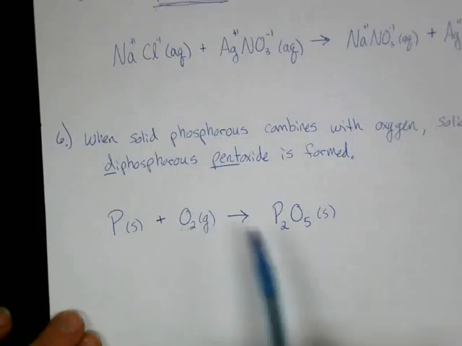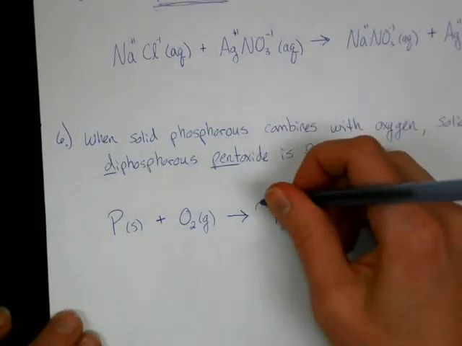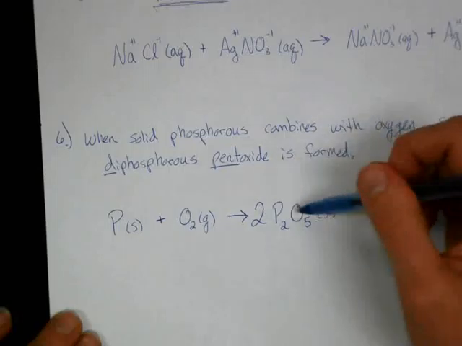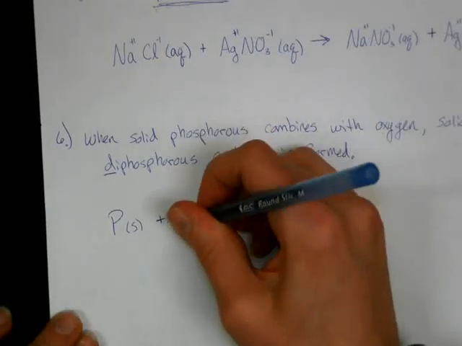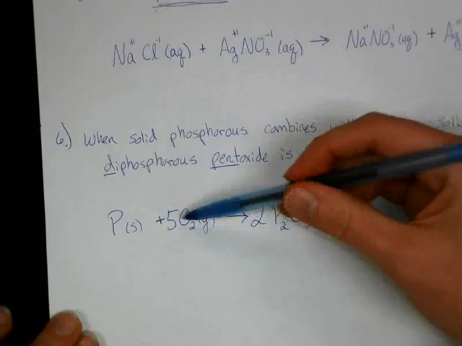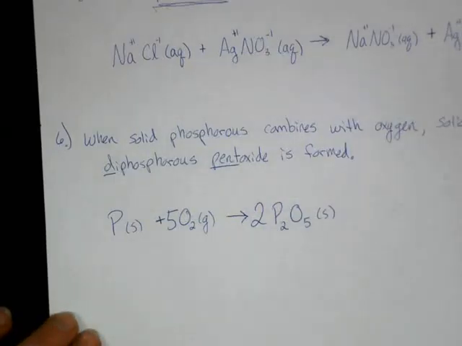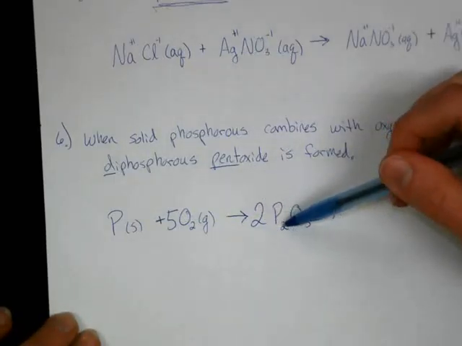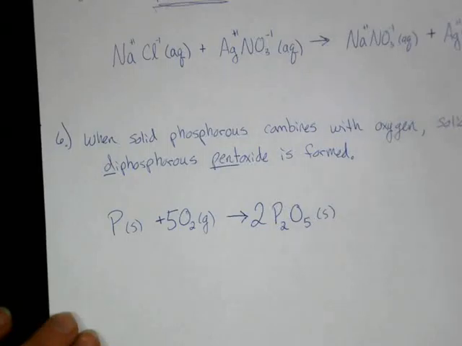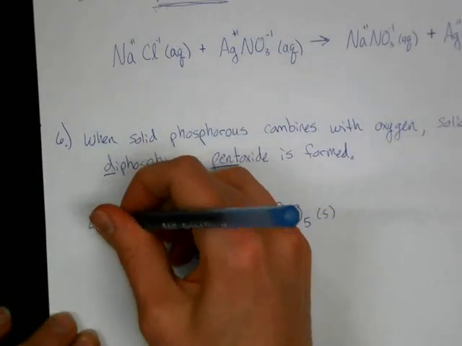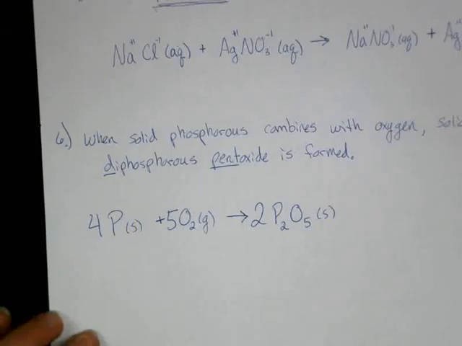Now all I have left to do is balance. I have 5 oxygens and 2 oxygens. Well, 5 and 2 can both go into 10. So I'm going to multiply this by 2. That gives me 2 times 5 is 10. Which means I'm going to multiply this one by 5. That gives me 5 times 2, 10 oxygens. Perfect. 2 times 2 is 4 phosphorus, which means that over here I'm going to put 4 phosphorus. And that's it. We've got our equation, we've got our states of matter for everything, and we've balanced.